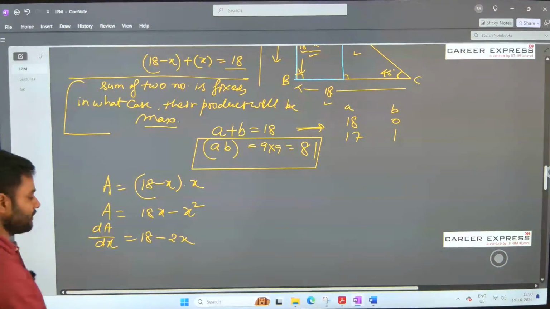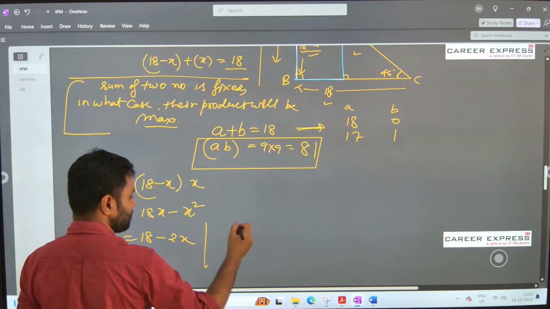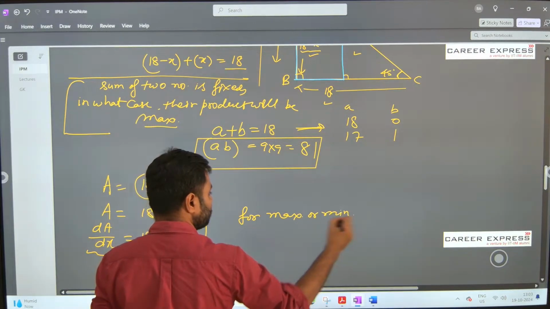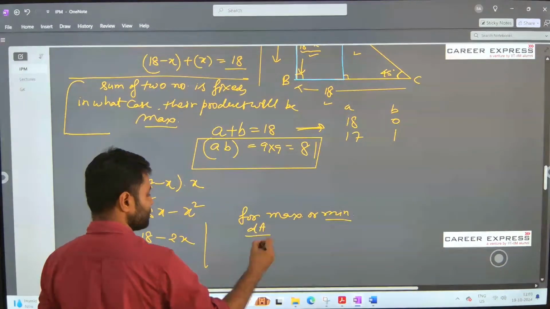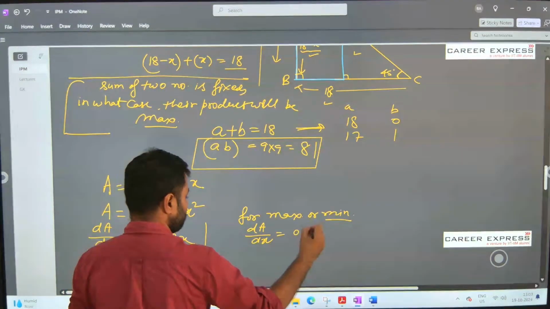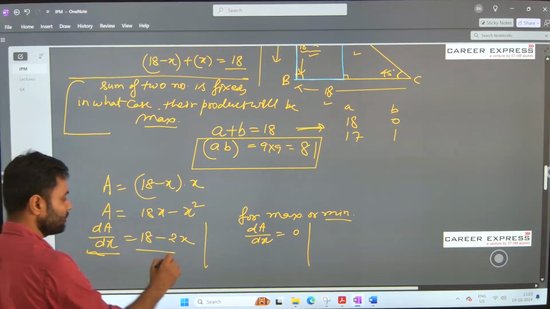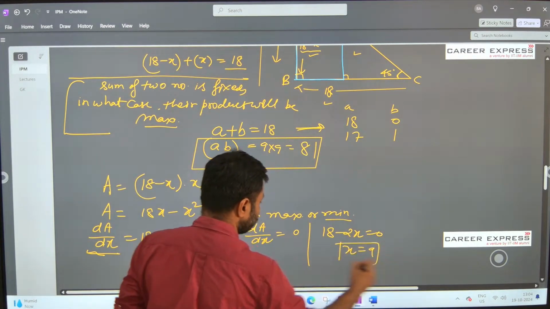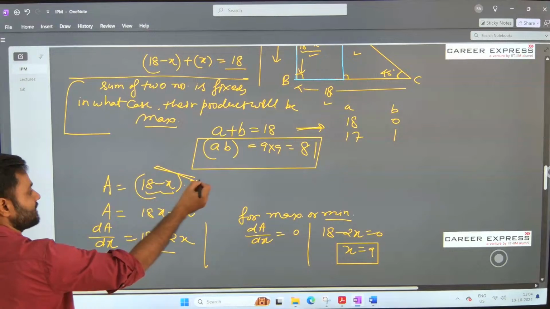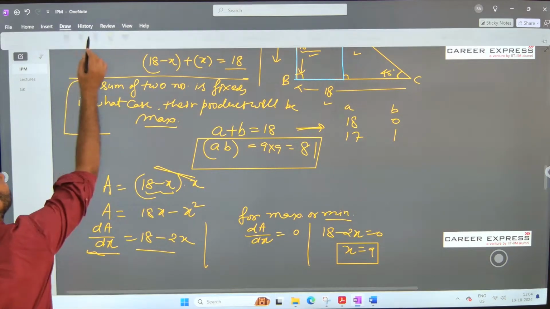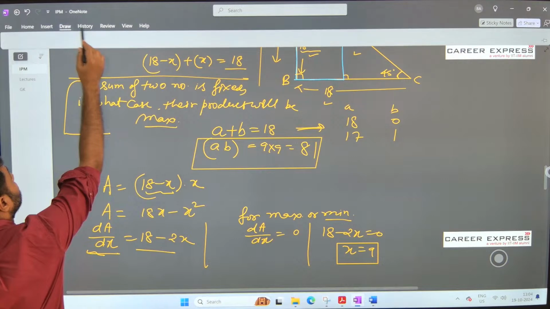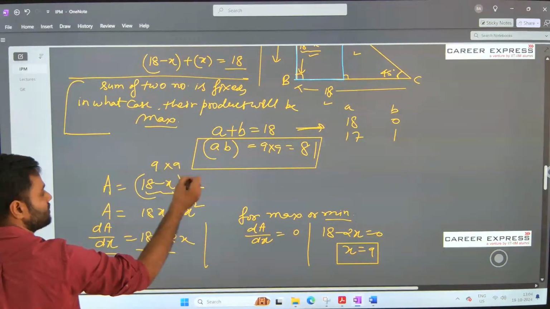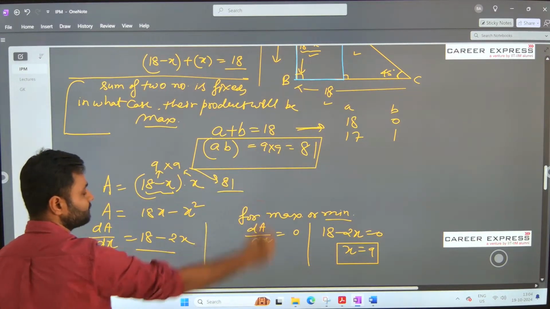And for maximum value, dA by dx should be 0. For maximum or for minimum, for both cases, dA by dx should be 0. In this case, it will be maximum only. So if I put dA by dx as 0, that means 18 minus 2x is 0. Hence, x is 9. If x is 9, then this length is 9 and this length is also 9. So this is 9 and this is also 9. Both are 9. Hence, the area is 81.